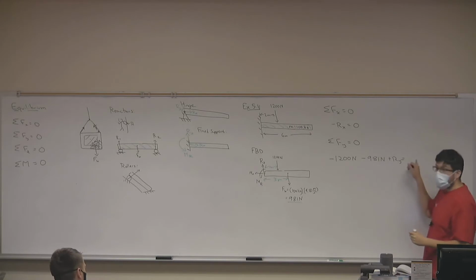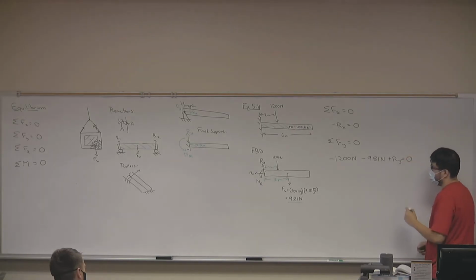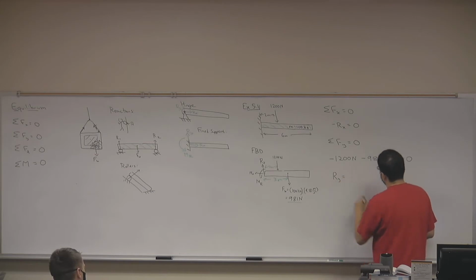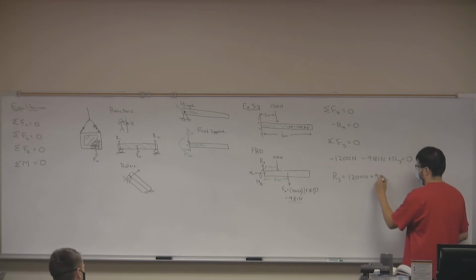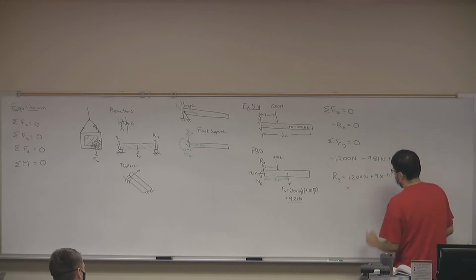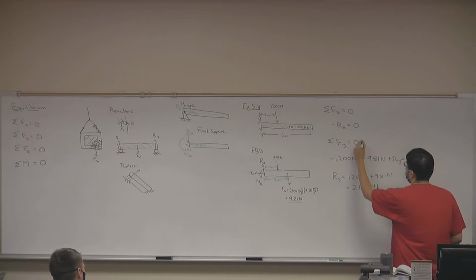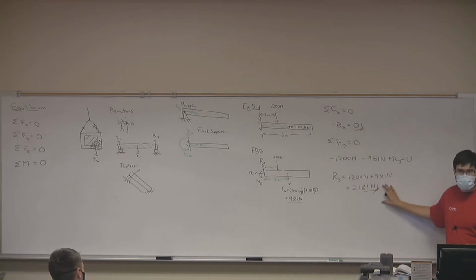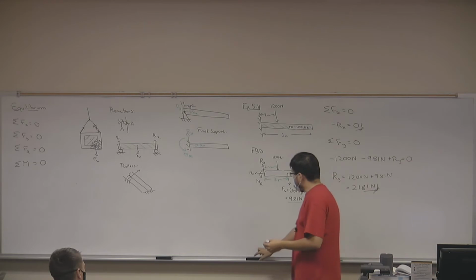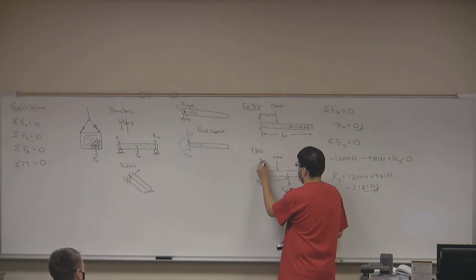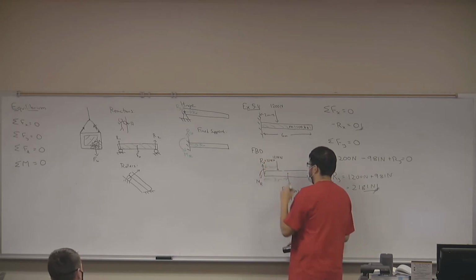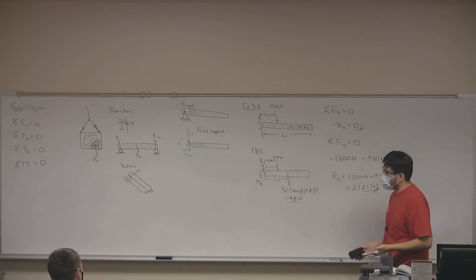And all of this equals 0. Okay. So we get that my reaction force Ry is equal to 1,200 newtons plus 981 newtons, or simply 2,181 newtons. Can we agree on this? Okay. My Rx is 0. I'm not even going to write it down. I'll just erase it from my free body diagram. My Ry is 2,181 newtons. We don't really have a z-axis, so we don't have to worry about that axis.